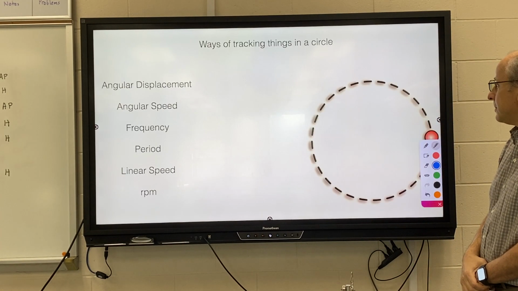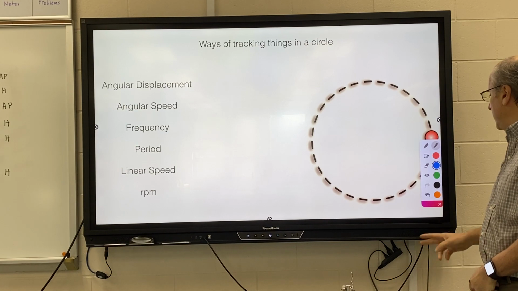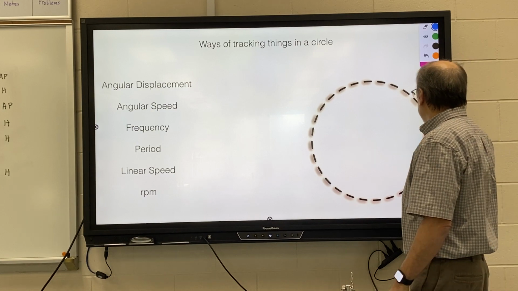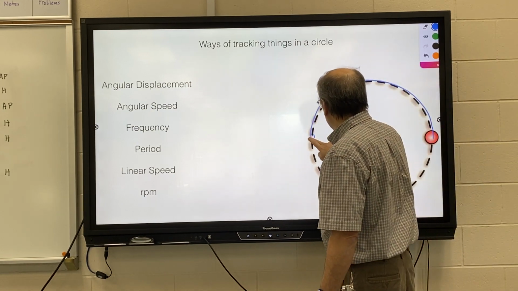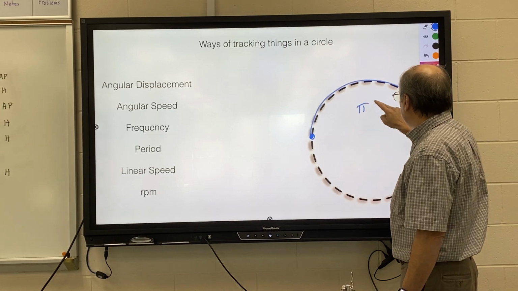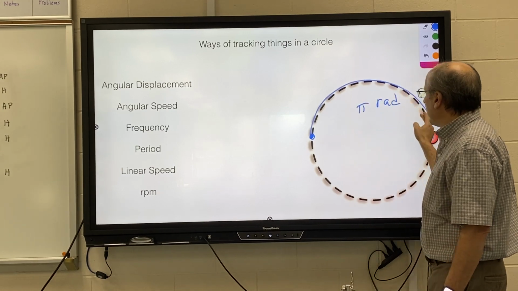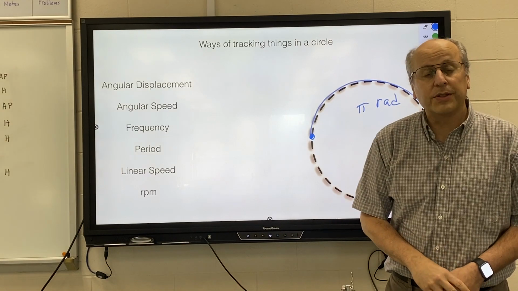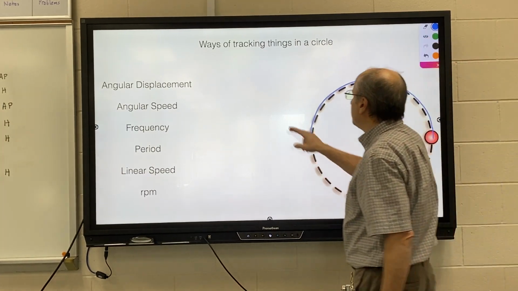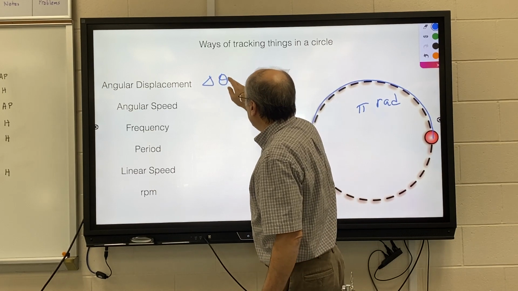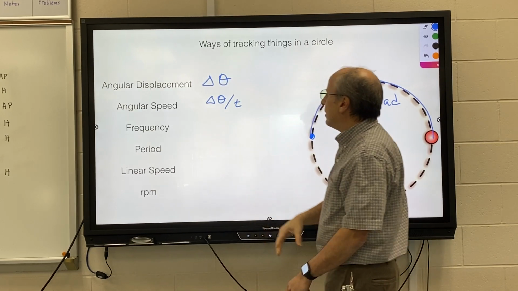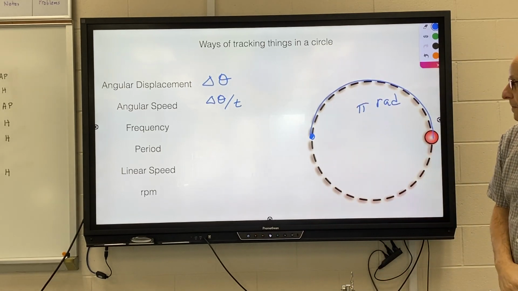Circular motion. Okay, you want to remember these terms. Angular displacement. Okay, this would be pi radians. Remember, every time you go once around the circle, that's 6.28, that's 2 pi. Angular speed. You take your angular displacement and you divide it by time. That'll give you radians per second.